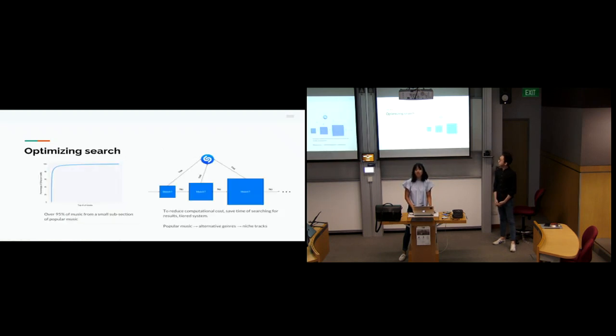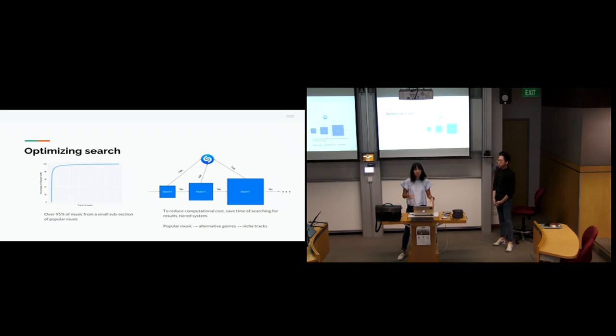So first, one aspect of Shazam which we found was different from SoundHound is that it has this optimizing search. For SoundHound there isn't much existing information about how exactly it works, but we thought this was quite interesting to share. Shazam optimizes its search and makes it much faster than SoundHound in identifying music because it realized from its data, as you can see in the graph over here, that over 95% of the music being searched was from a small section of popular music. The other 5% was alternative genres that were not as popular.